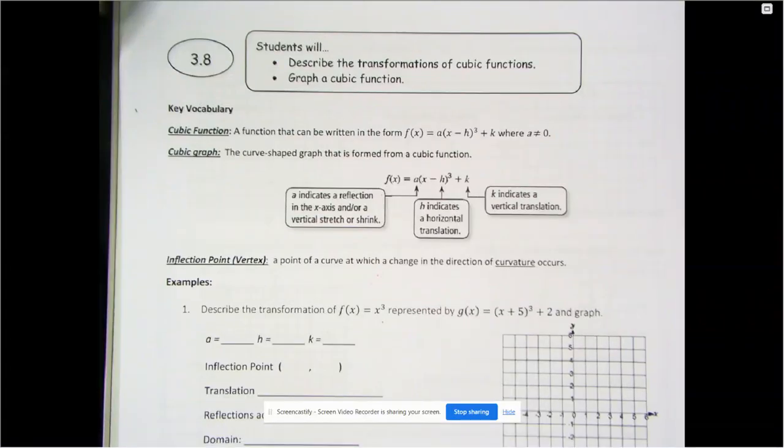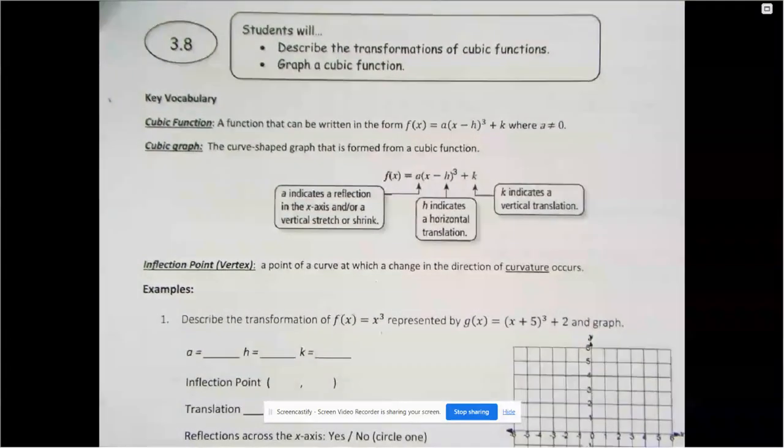All right, everybody. Today we are going to be talking about cubic functions. And so here we have notes 3.8 right in front of us. Today we're going to be describing the transformation of cubic functions. And of course, we are going to graph cubic functions. So we're going to be doing two things.